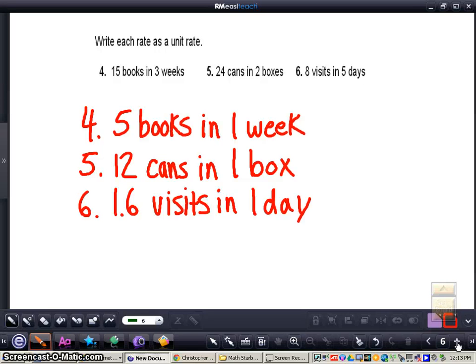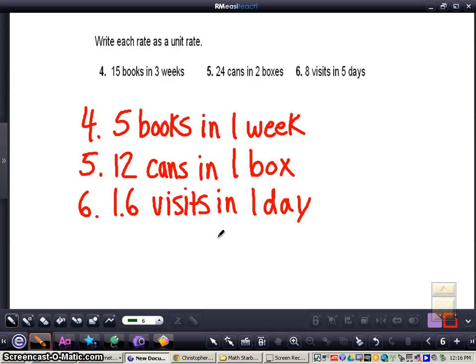Now here are your answers for numbers 4, 5, and 6. We have 5 books in 1 week for number 4. We took 15, divided that by 3 to give us our unit rate: 5 books in 1 week. And then as you can see for number 5, we took 24 and divided that by 2, which gave us our unit rate of 12 cans in 1 box. And then finally for number 6, we took 8 and divided it by 5. That gave us 1.6 visits in 1 day.